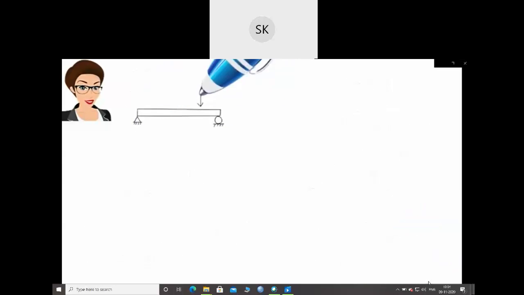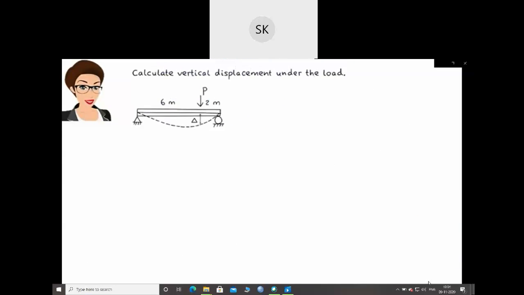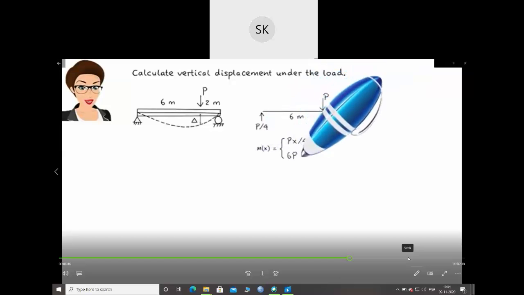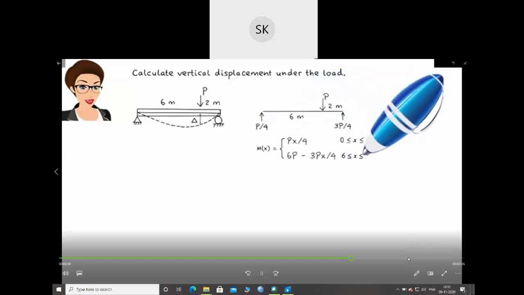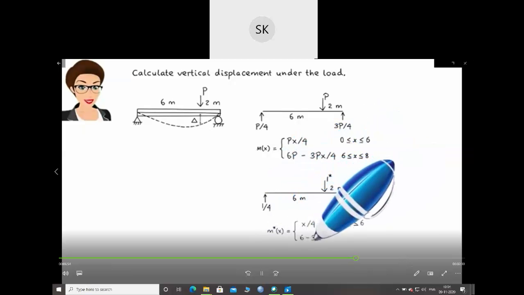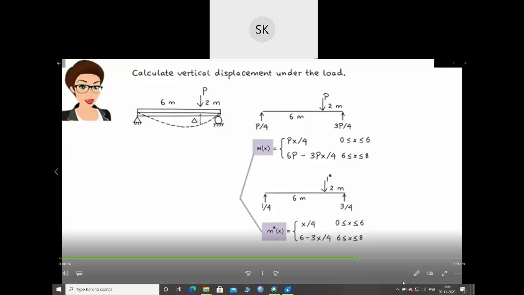Let's go ahead and calculate vertical displacement under load P as well. Here is the moment equation due to P. It is the same equation we used previously. Now replace P with a virtual unit load. Write the moment equation due to this unit load. This is going to be the same as the M equation, where.